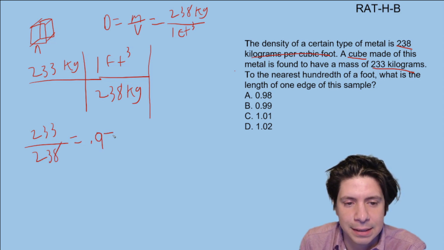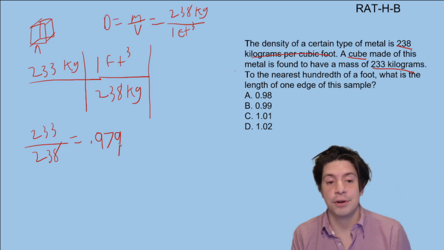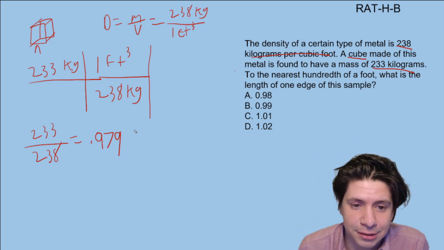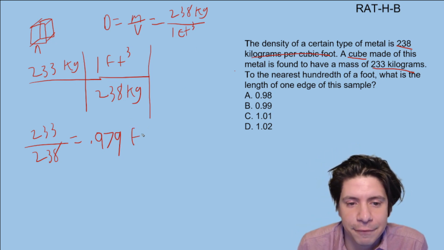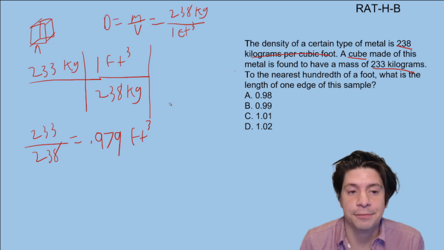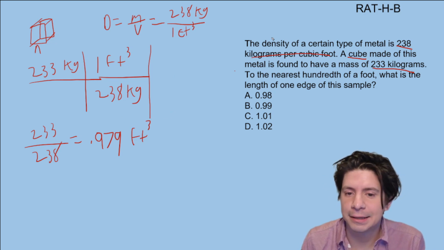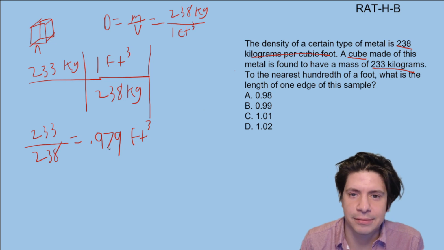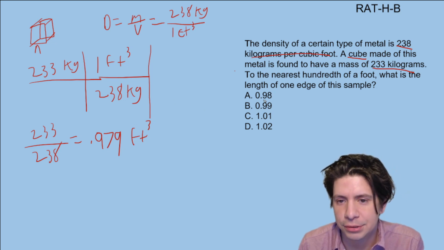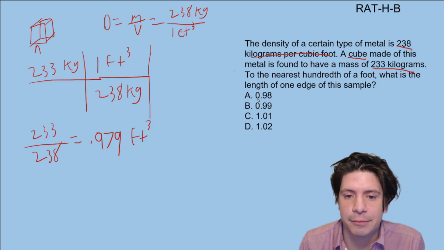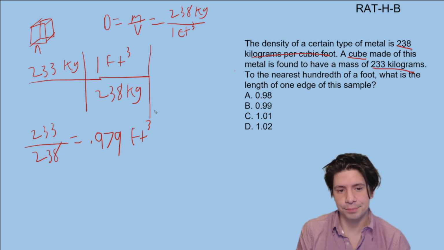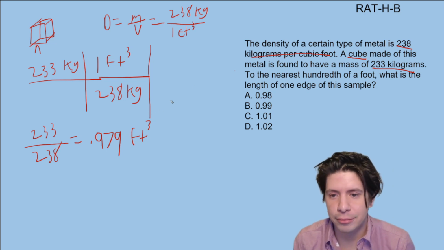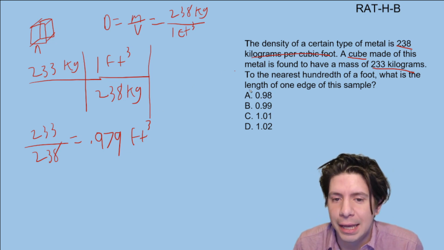That gives us 0.979. And I'm a big fan of not using calculators, but even I use a calculator for this. So this is feet cubed. Now that's volume, right? And it's not asking for volume, and I think a lot of people would get thrown off and see 0.979 and they would round up to this one and find it from there, but we're not going to do that, right? Because this is the volume and it's asking for the length of one side.